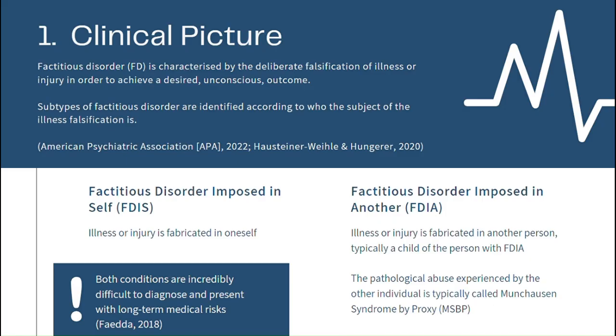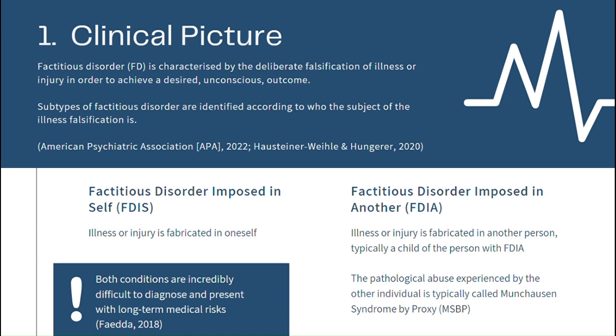So let's look at the core characteristics of factitious disorder. Factitious disorder is characterized by the deliberate falsification of illness or injury in order to achieve a desired and unconscious outcome. The individual is aware that they are falsifying an illness and that they are making it look as if they have this illness to medical practitioners.